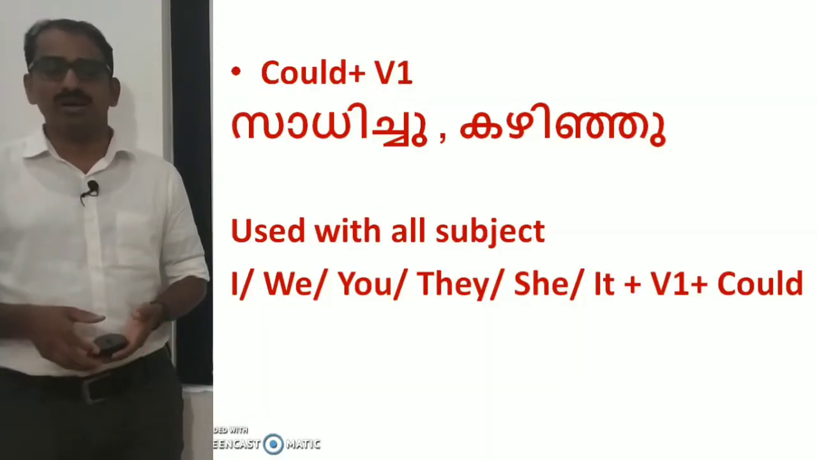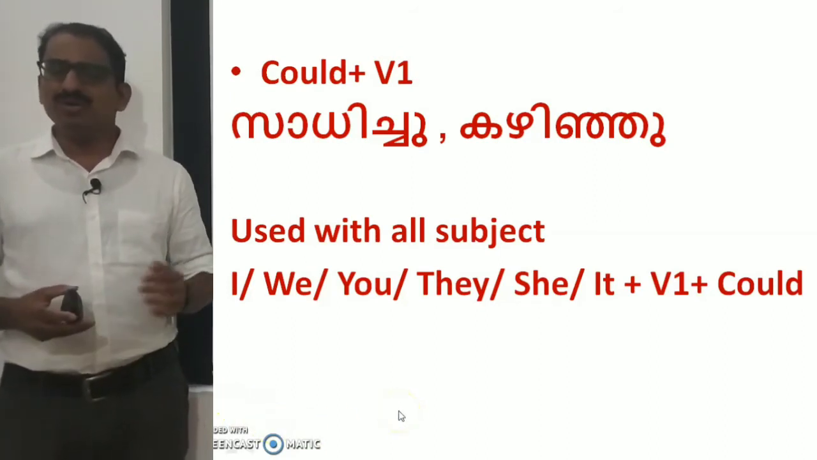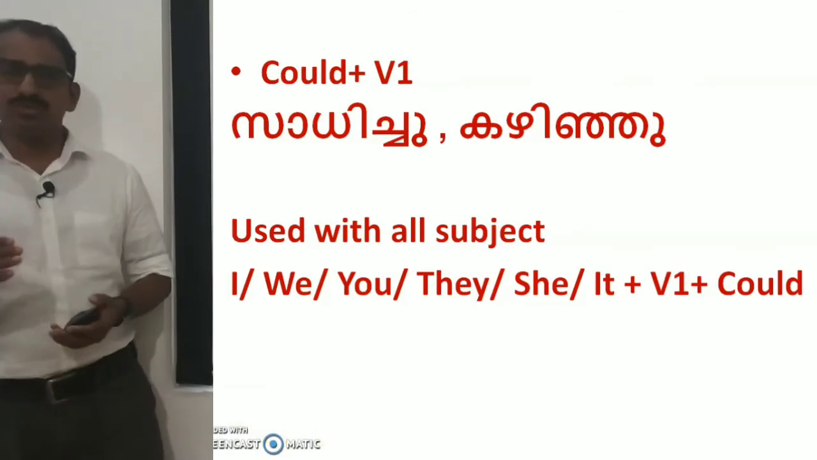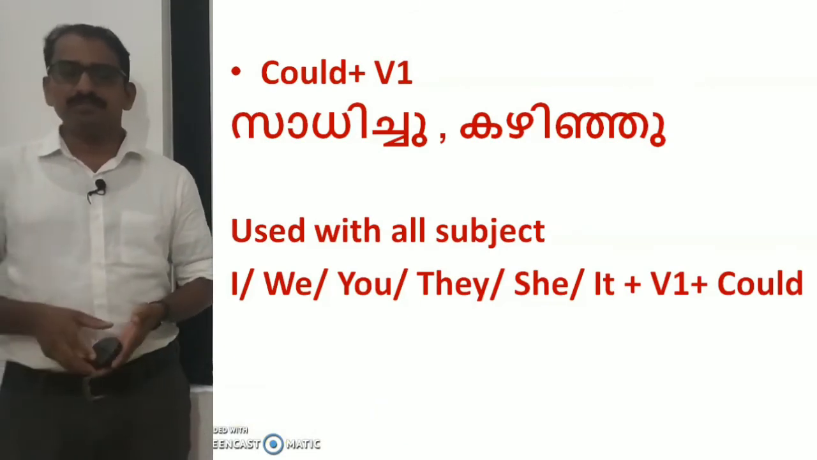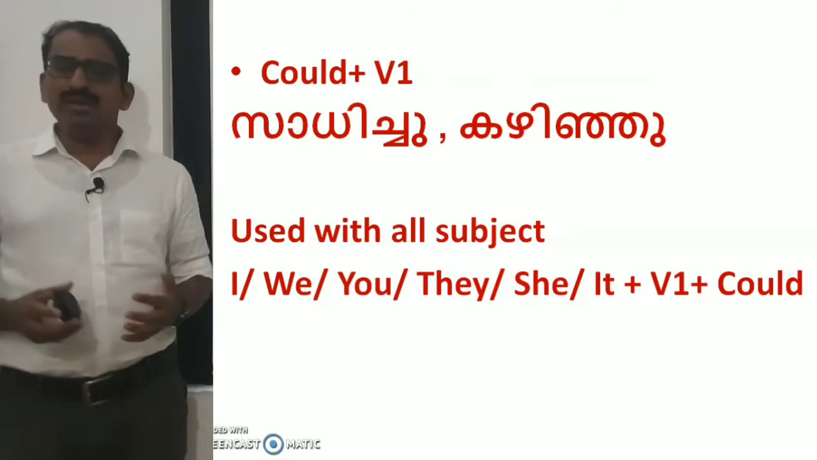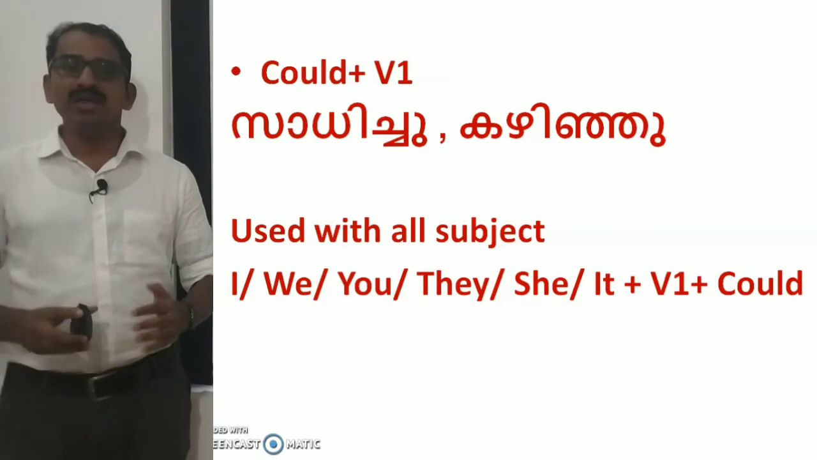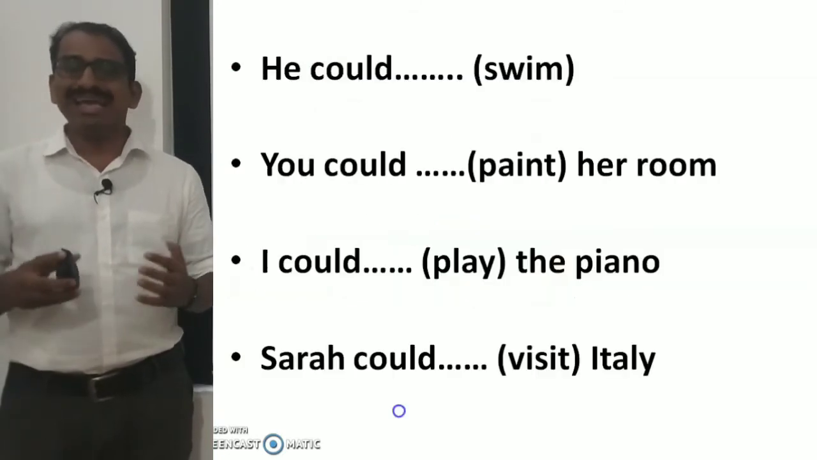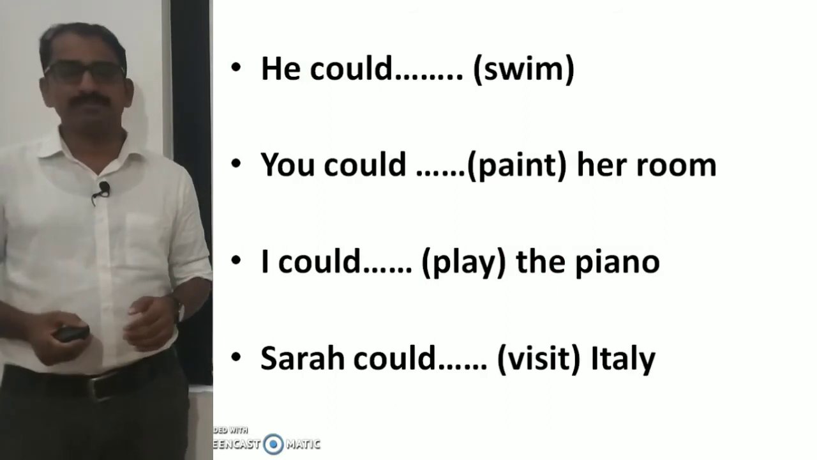And the next one is could plus V1. Could plus V1 means സാധിച്ചു അല്ലെങ്കിൽ കഴിഞ്ഞു. And could is also used to ask permission, to make a request. Likewise, could can be used along with all of the subjects such as I, we, they, she, it plus could plus V1.